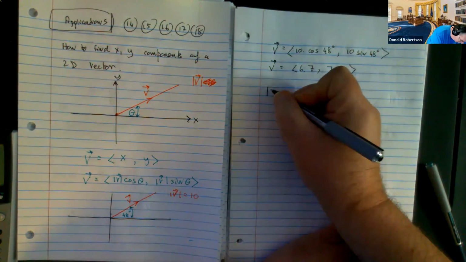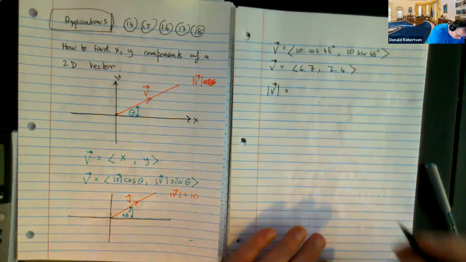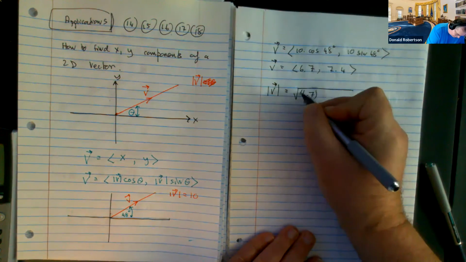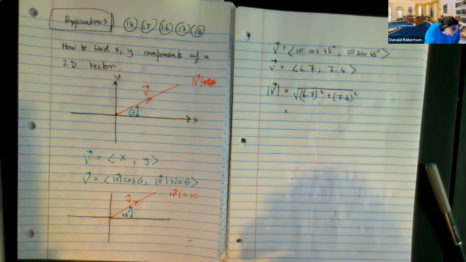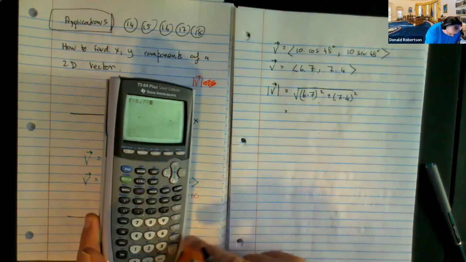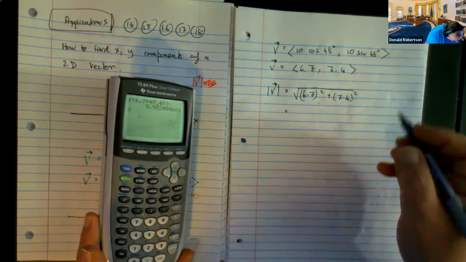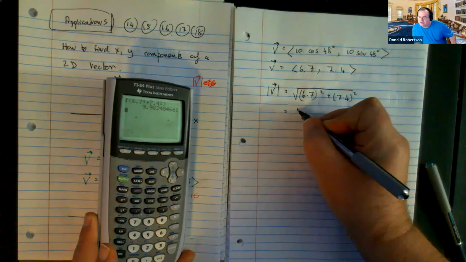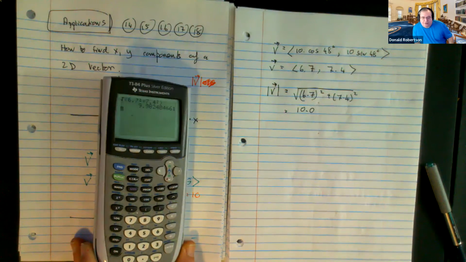Sometimes they also ask you for the magnitude of that vector. Well, won't that be 6.7 squared plus 7.4 squared? I'll do a square root of 6.7 squared, add 7.4 squared, and I'm getting the answer. Oh, that's nice. Basically, to 1 decimal place, isn't the answer 10? It's 9.98. To 1 decimal place, the 9 rounds up, so it's 10.0.